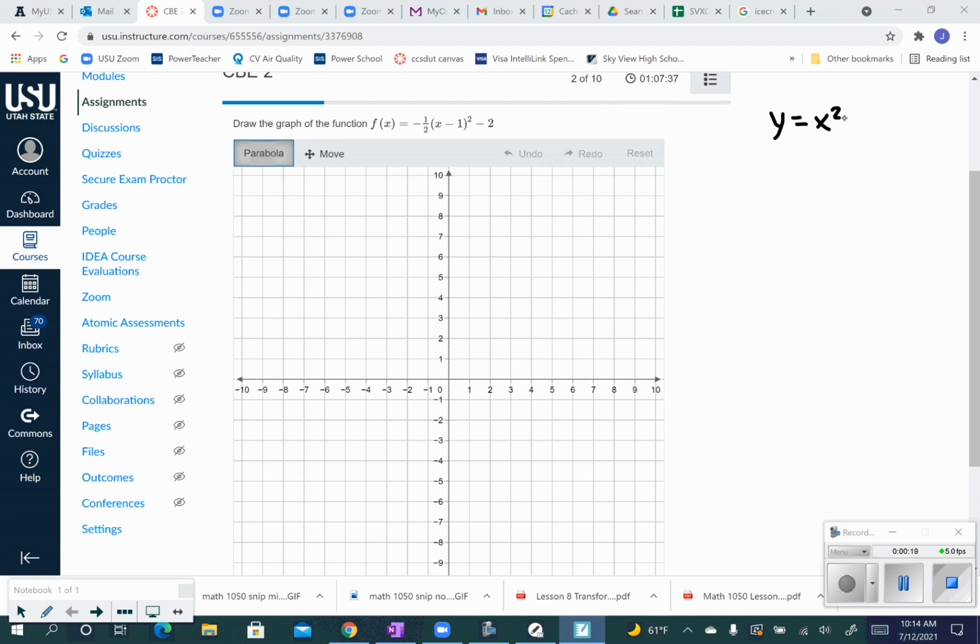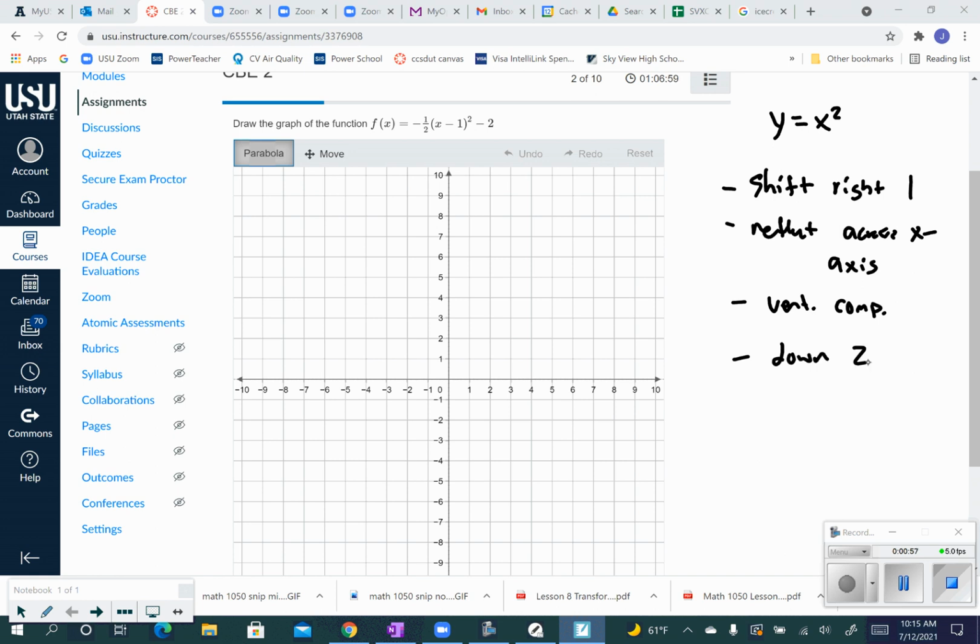Start on the inside. So on the inside there's a -1, so we know it's going to shift to the right 1. So shift right 1. And then to go to the outside, we're timesing by a -1/2, so that's going to reflect across the x-axis because it's vertical. The 1/2 is going to do a vertical compression. And then the -2 is going to shift it down 2. So those are all my transformations.